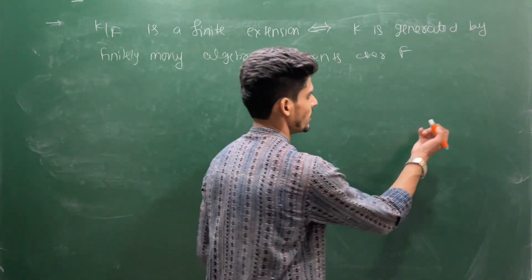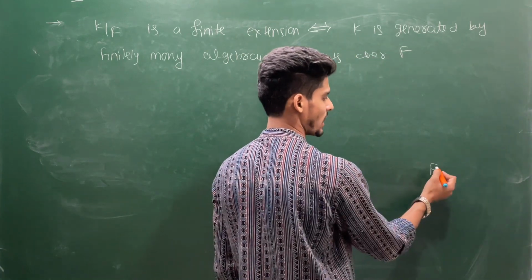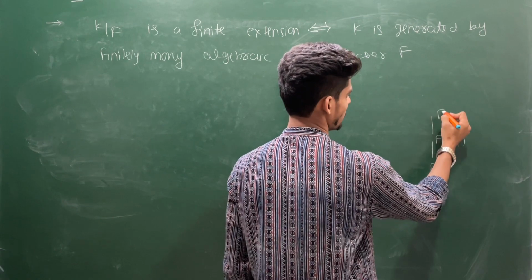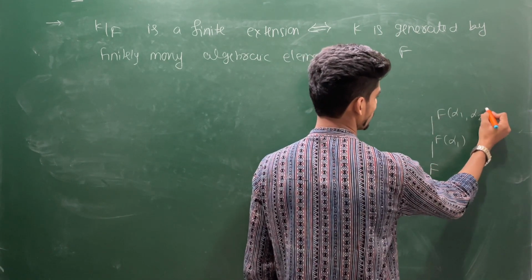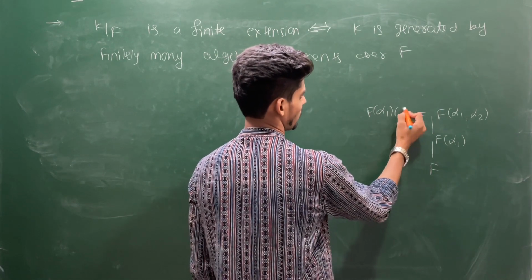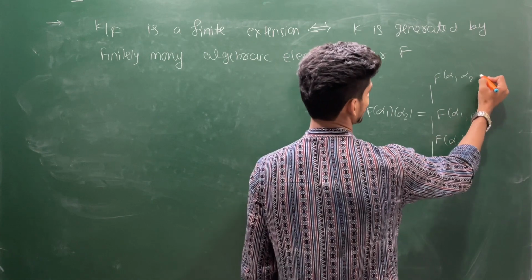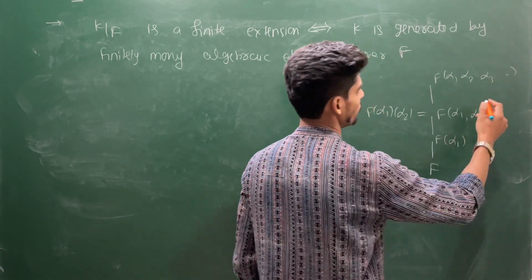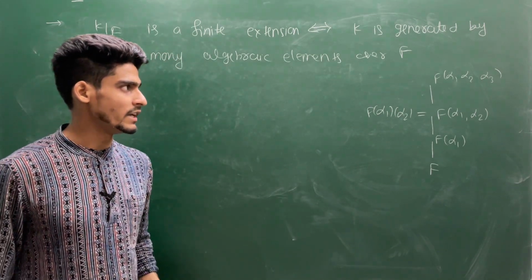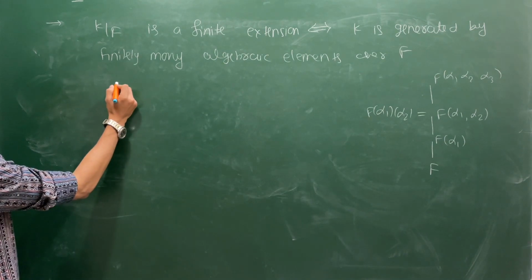Before doing the proof, let me tell you this thing. Suppose you are having a base field F, then you will have, say, F(alpha1), then you will have F(alpha1, alpha2), which is also the same as F(alpha1 alpha2). Then you will have F(alpha1, alpha2, alpha3) and so on. You will have it like this. Then you have seen a relation between the degrees. What was the relation? We have seen this one.